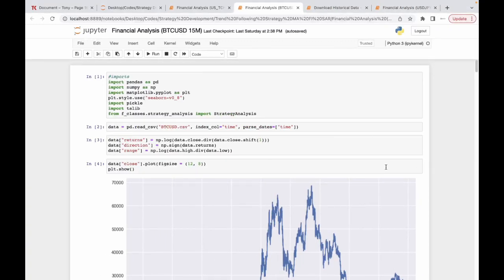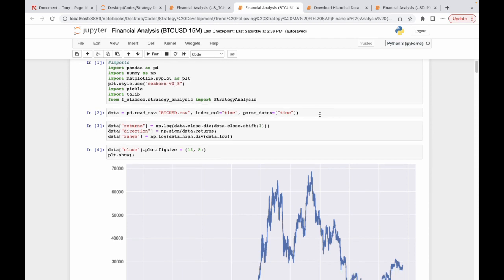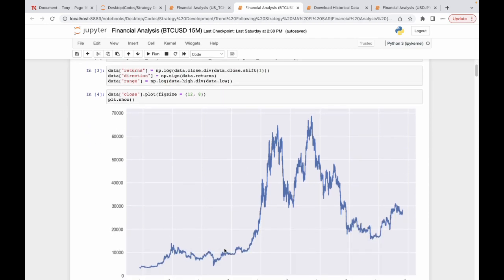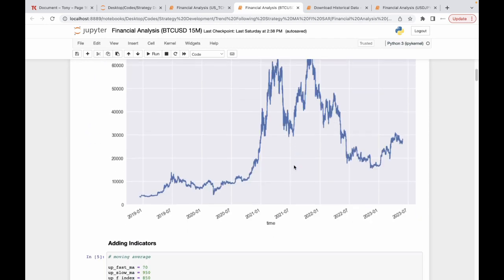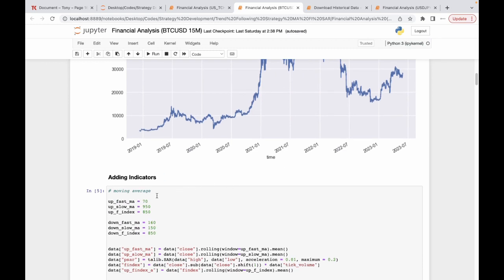So let's look at BTCUSD. Remember, for the BTCUSD and the US Tech 100, they are all on the 1 hour time frame. So everything else here remains the same. You can see the plots of the BTCUSD of the close price, and we have the indicators. Now you can see for BTCUSD, we are actually using a very high slow moving average and a very high force index. This is because of so many reasons.